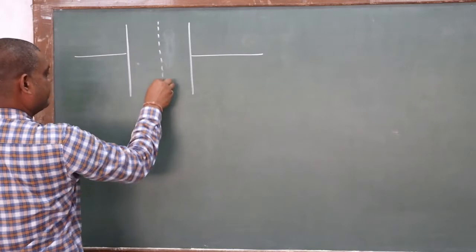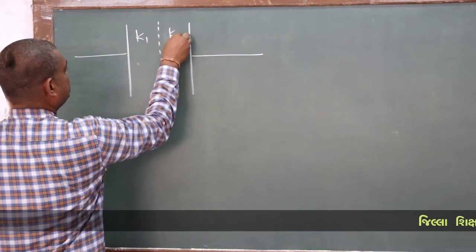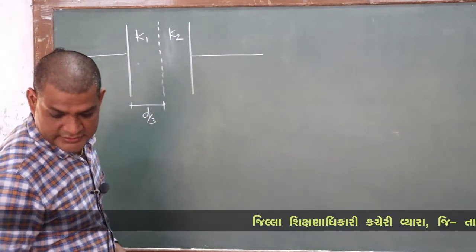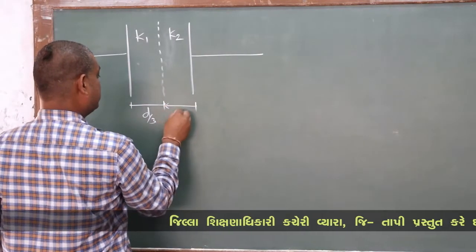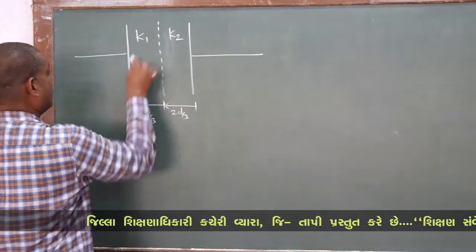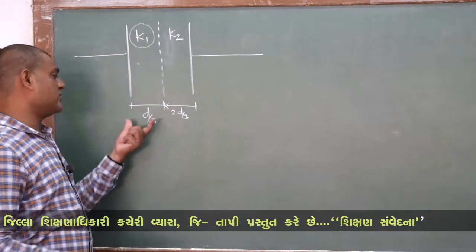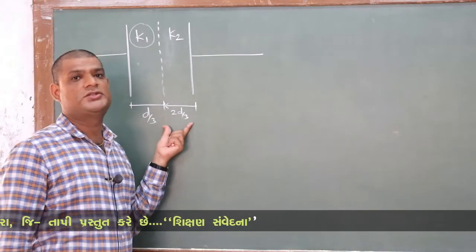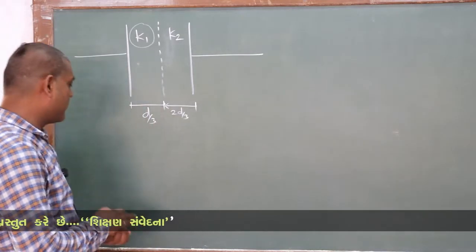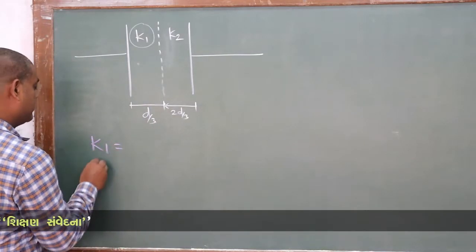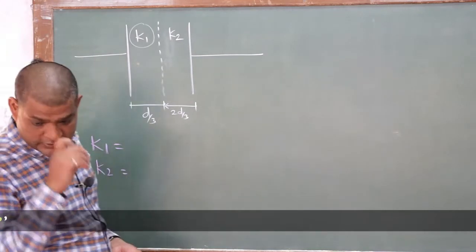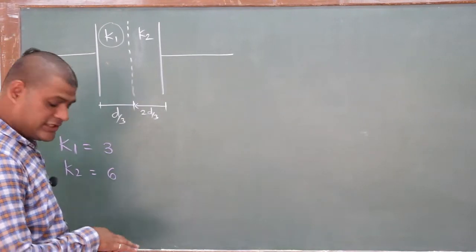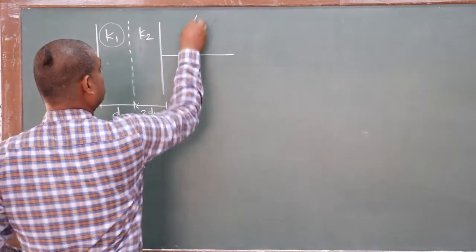There are two mediums, K1 and K2. The width is D by 3 and the other width is 2D by 3. It means K1 is the dielectric medium up to the width D by 3 and K2 is the dielectric medium up to the width 2D by 3. The values of K1 and K2 are given: K1 equal to 3 and K2 equal to 6. This is given to you and this question is asked in AIEEE 2008.